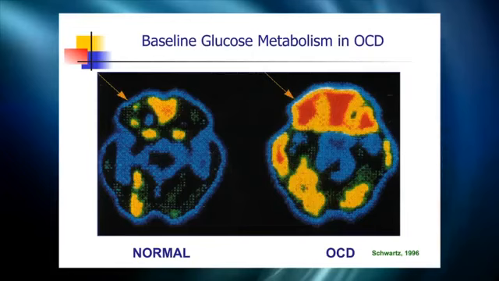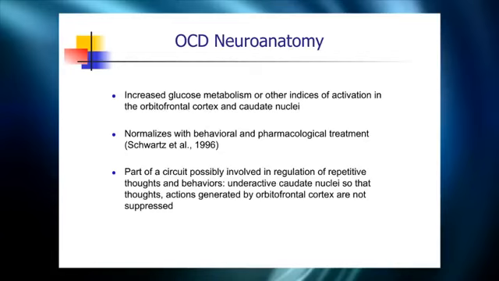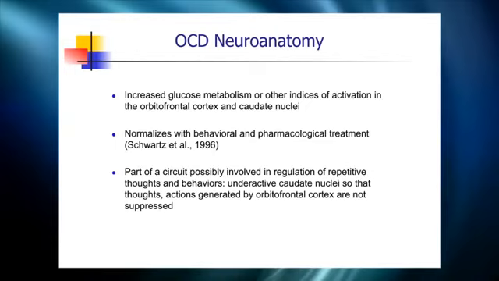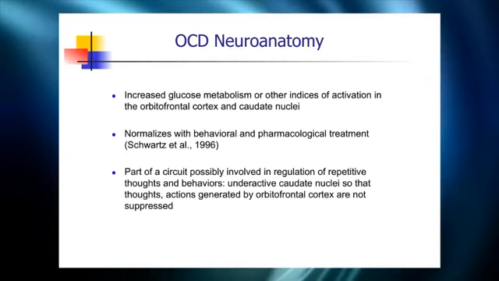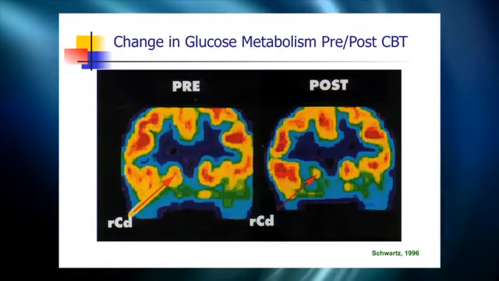And interestingly, this is from a study by Jeff Schwartz published in 1996, who demonstrated that treatment with behavior therapy or cognitive behavior therapy actually led to a normalization of brain functioning as shown by these PET scans pre and post treatment, which was very exciting. So both behavior therapy and medication have been shown to actually normalize brain functioning in children.